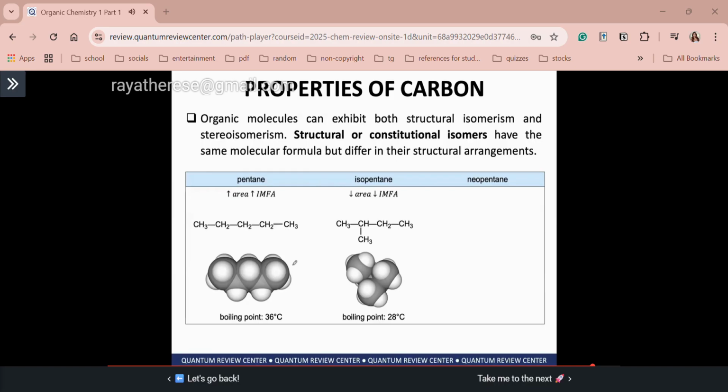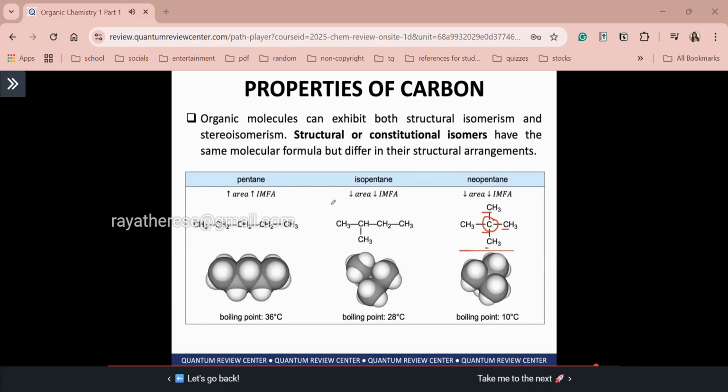Let's see our last example, neopentane, class. That's the most highly branched pentane constitutional isomer. See, we have a quaternary carbon. Class, as background, when we say quaternary, a single carbon is bonded to 4 different carbons in its structure. Okay, here, for your neopentane, check the boiling point. Highly branched means its surface area is very low or decreased, class. So the IMFA in its structure is also very low. That's why, check, the boiling point is only 10 degrees Celsius.